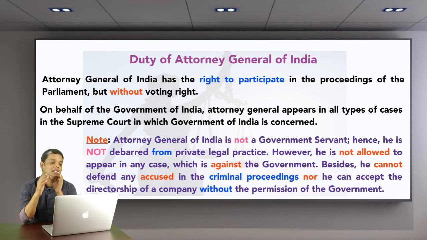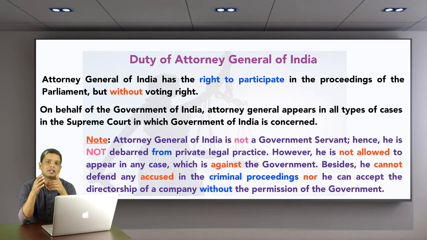However, he is not allowed to appear in any case which is against the government. If there is any case filed against the government, he is not allowed to stand up against the government, as he is the legal advisor and the advocate of the government. So he cannot go against the government. Besides, he cannot defend any accused in criminal proceedings, nor can he accept the directorship of a company without the permission of the government.